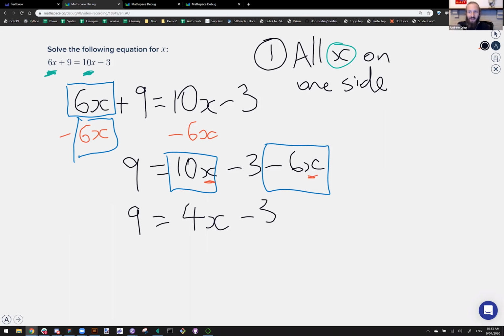And now we just do everything like we did before. I've got 4 times the thing I want, minus 3. Got to get rid of the minus 3 first. And so I will add 3 to both sides. Plus 3, plus 3. And 12 equals 4x. And once again, this is something that you can think about in terms of, oh, I'm going to divide by the 4, or just think, what times 4 is 12? 3 times 4 is 12. X equals 3.